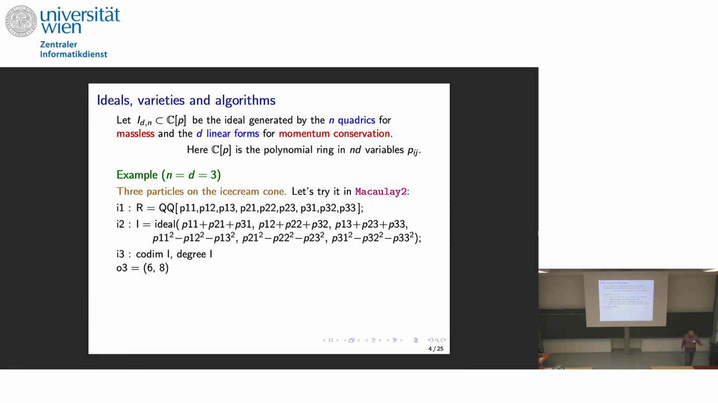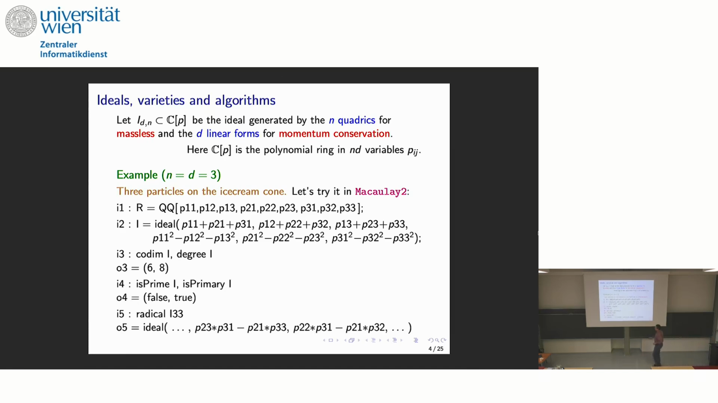That was the first question. Second question, what is your degree? How curvy are you? And the degree is 8. So this is a 3-dimensional variety of degree 8. If you paid attention, this follows from Bézout's theorem.